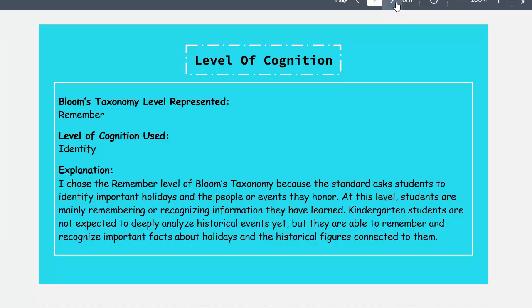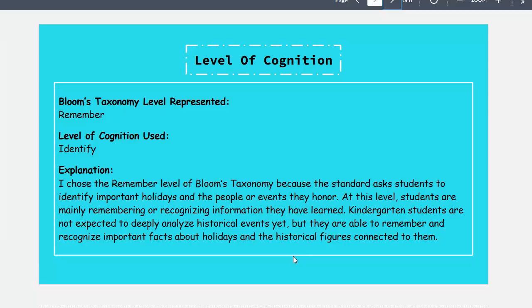Her level of cognition, she chose remember. Ooh, interesting. Level of cognition used is identify and explanation. I chose the remember level of Bloom's taxonomy because the standard asks students to identify important holidays. Okay, this is really interesting. I actually would not have thought about remember, but I think that this is a really valid level of cognition.